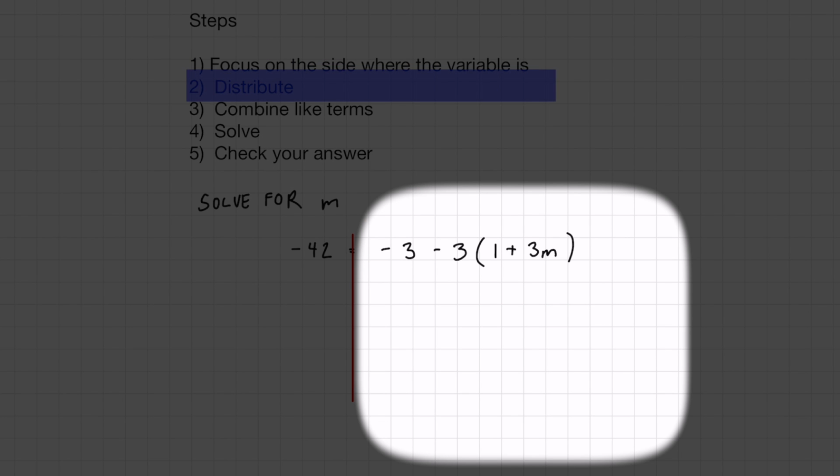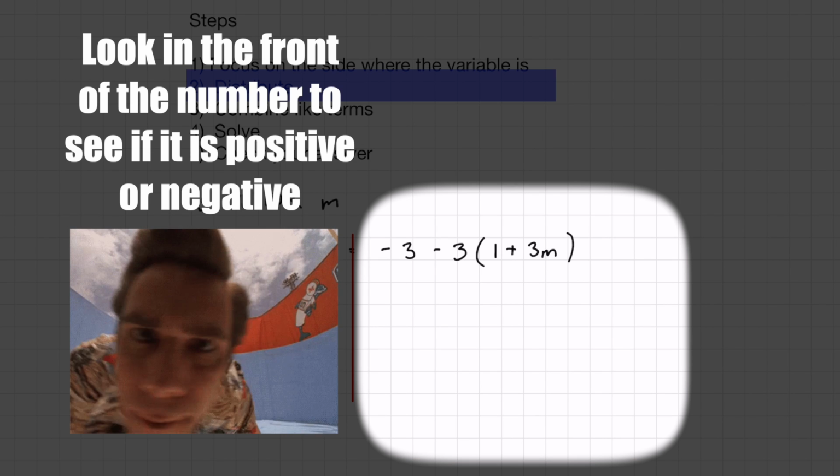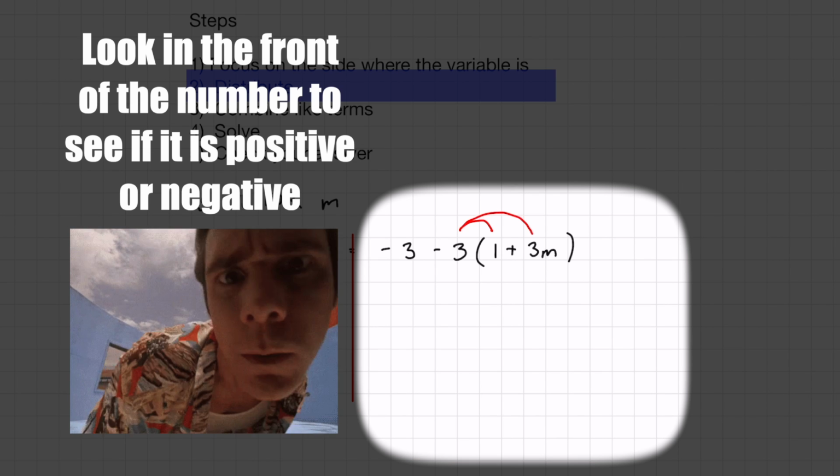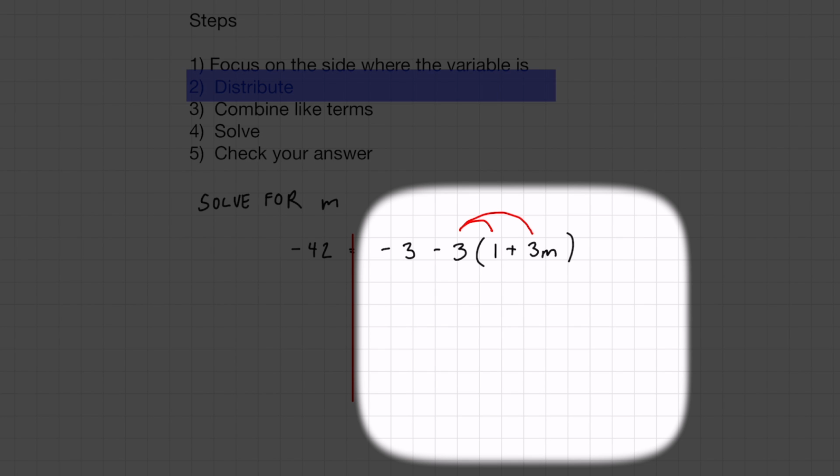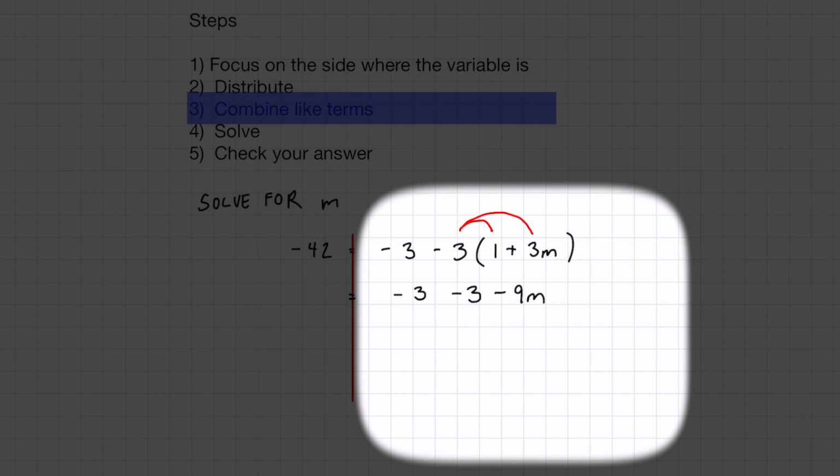A lot of things can go wrong in this problem. Some people will just distribute this 3, but you got to remember to look in the front. That's not just a 3, that is a negative 3. That minus counts as a negative for this scenario. If you distribute that, you get negative 3 times 1, which is negative 3, and negative 3 times 3m, which is negative 9m. Terms that you didn't touch, you can drop down. So we can drop down that negative 3 in the front. We never touched it.